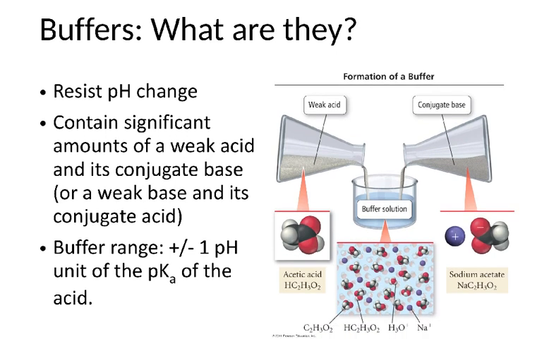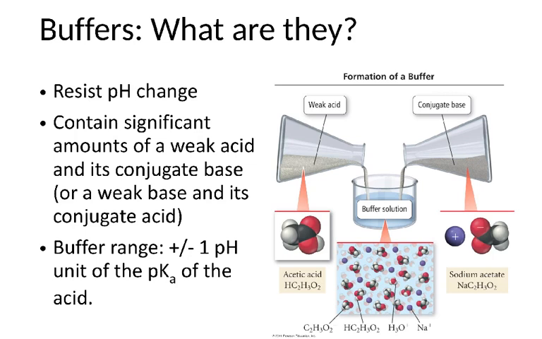A buffer is a solution that resists a pH change. The way it does that is by containing significant amounts of a weak acid and its conjugate base, or a weak base and its conjugate acid. The buffer range is plus or minus 1 pH unit of the pKa of the acid, or the pKb of the base if you're using a weak base.